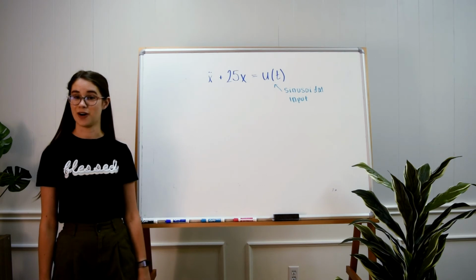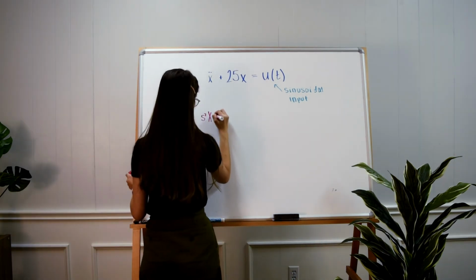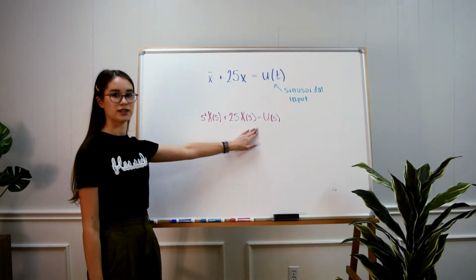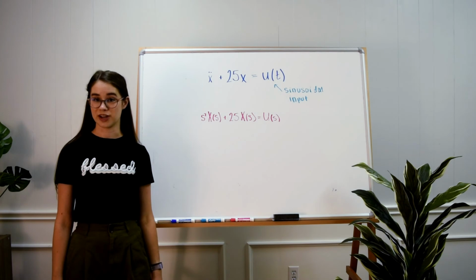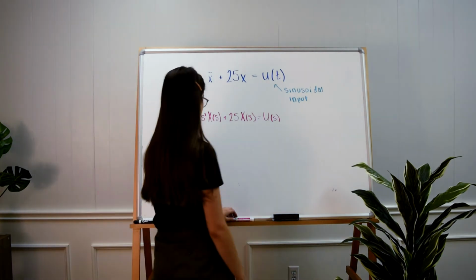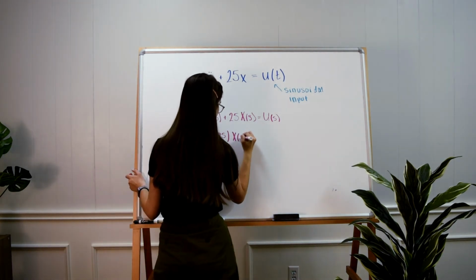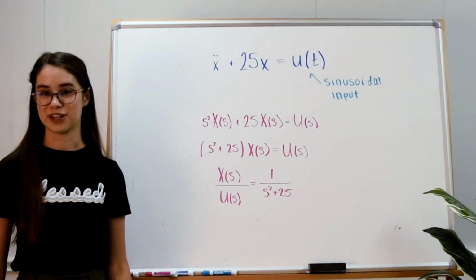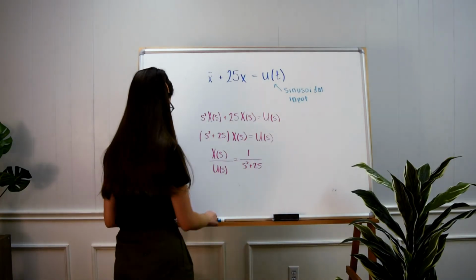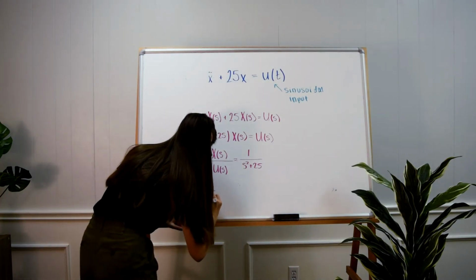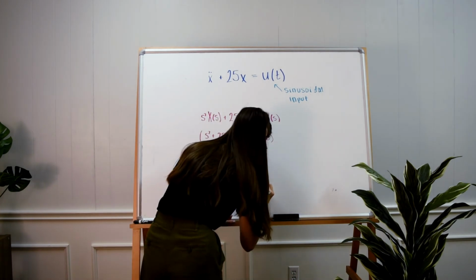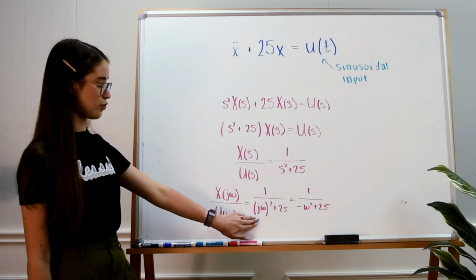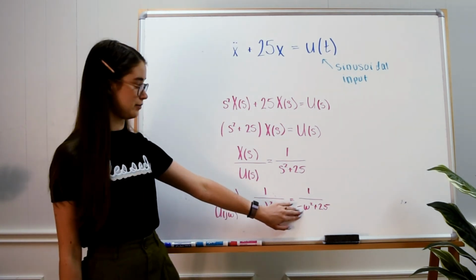We start by putting it all in the Laplace domain. So s squared x of s plus 25x of s equals u of s. Next, we rearrange this to get our transfer function. Then we can evaluate this at j omega. Now, in this example, it's important to note that our j is being squared, so it turns into -1.